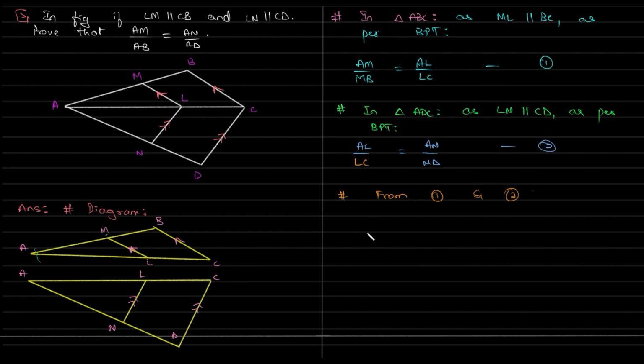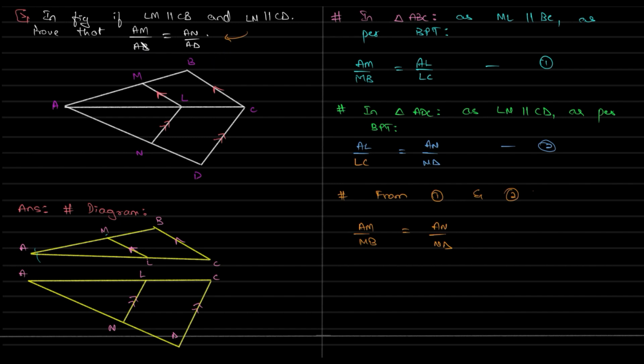So we have to write from 1 and 2, AM by MB is equal to AN by ND, and we are done. This two sides ratio is equal to this side ratio. So we're almost there. Now the third, a bit irritating part.